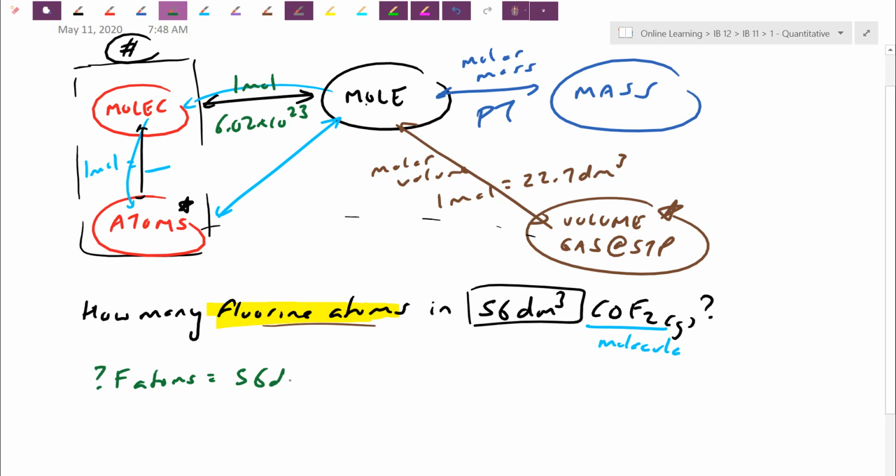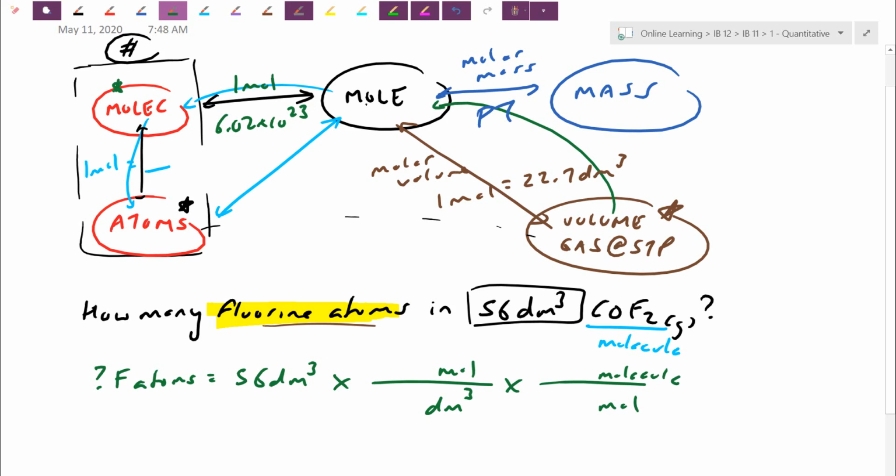Start off with the number given, if you're completely lost, 56 decimeter cube. My first conversion will go volume to moles. So let's get rid of the volume unit, let's get rid of decimeter cube, let's just go to moles. Let's go to how many boxes. Then when I use Avogadro's number, because this is a molecule, I'm going to get rid of the moles on the bottom. Unfortunately, when I use Avogadro's number, I'm stuck with molecules on top. And now as a last step, I want to say, okay, fine. If I have just 1 molecule, how many F atoms do I need.